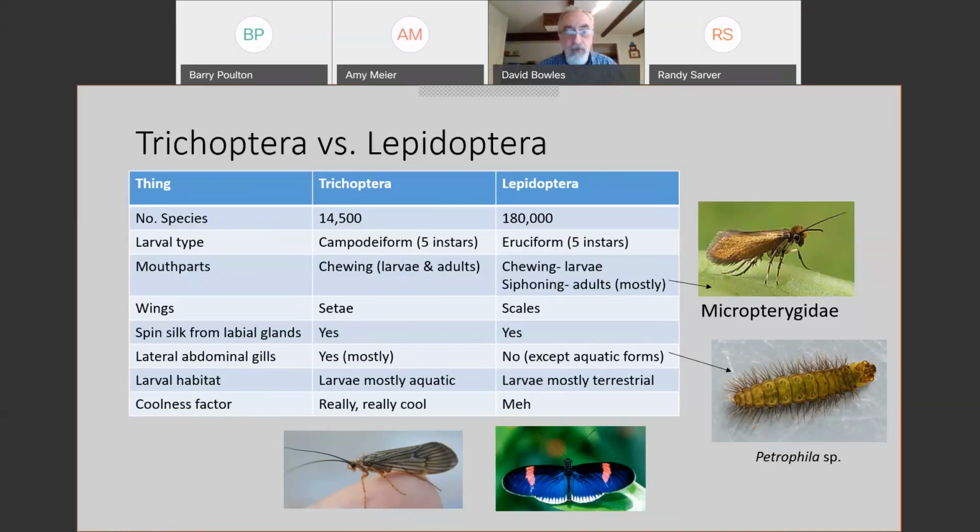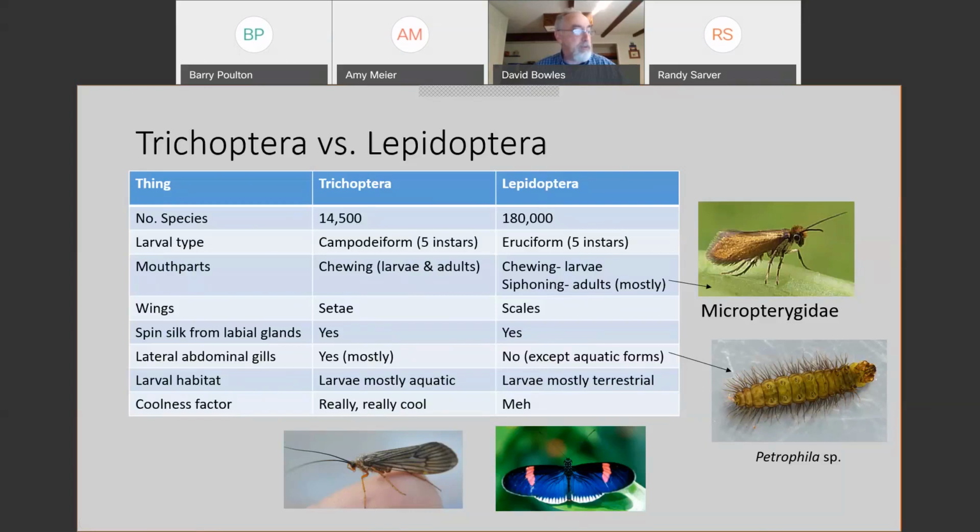They superficially resemble a caddisfly in wing structure and everything. I don't know of a single caddisfly worker that at some point in their career, in a blacklight sample, found one of these things and thought, what the heck kind of caddisfly is that? And then you realize that those are scales on the wings, not setae, and it becomes clear it's a Micropterigid. So again, setae on the wings for caddisflies, scales for butterflies and moths.